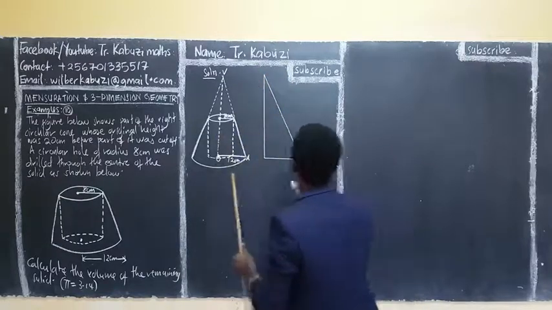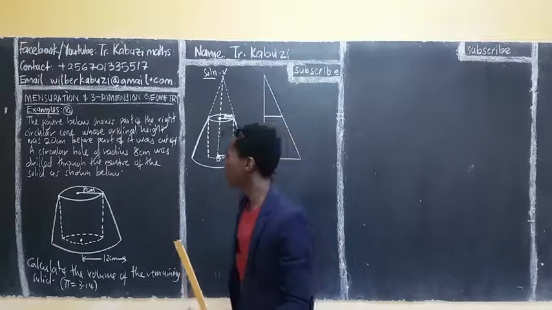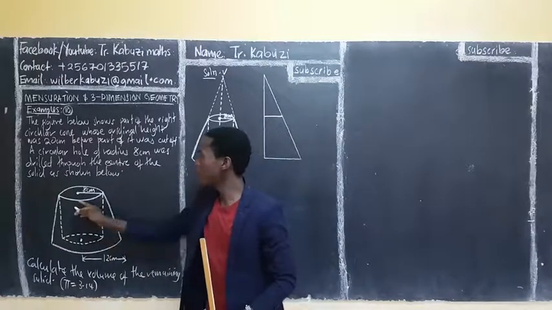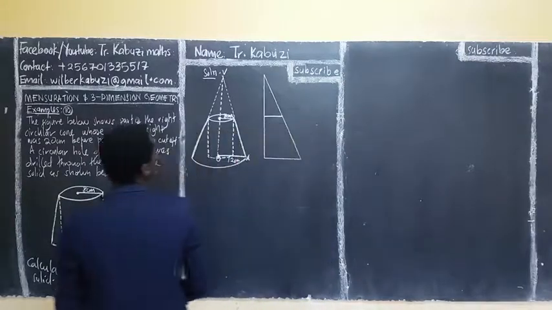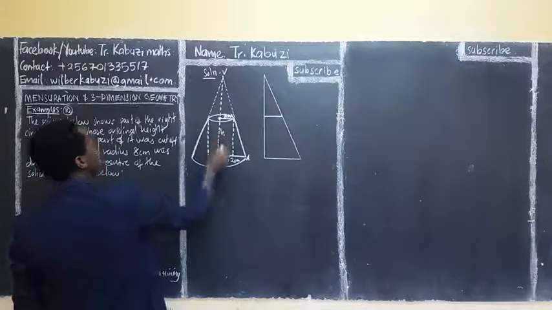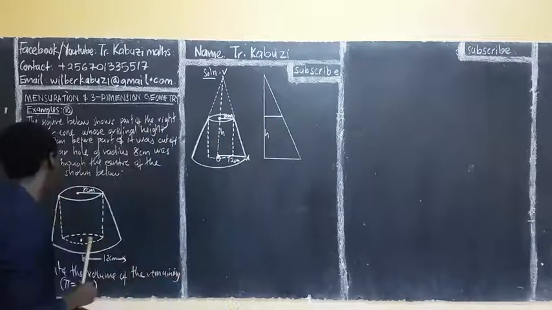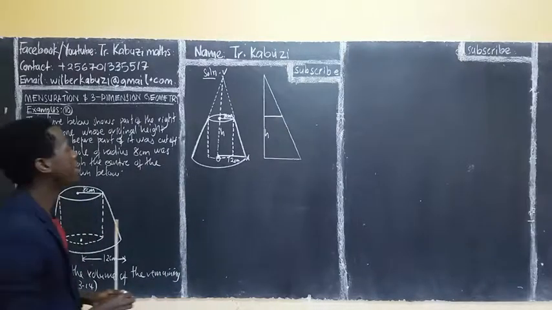Now, why am I doing this? The reason is very simple, because they want me to get a volume. Of course, to get the volume of this shape here, we need to have the height. That's why I want to get the height of this. So, if I call this height H, this one is going to be H. If I know the height of this thing, I'll be able to get also the height of this cylinder in there.